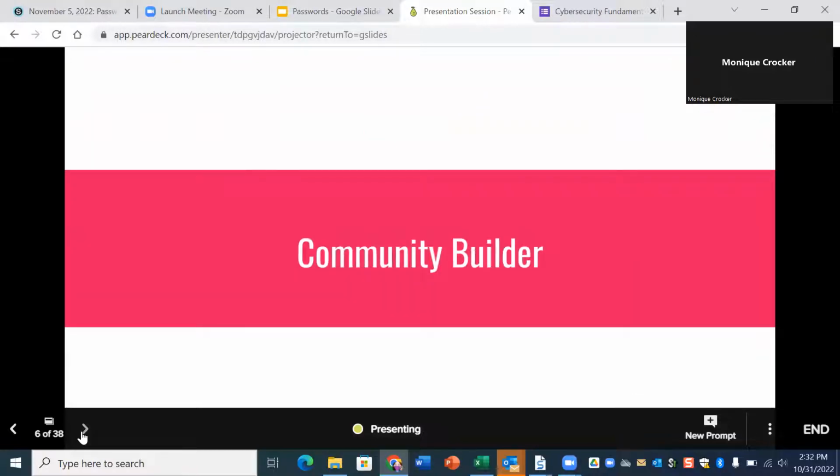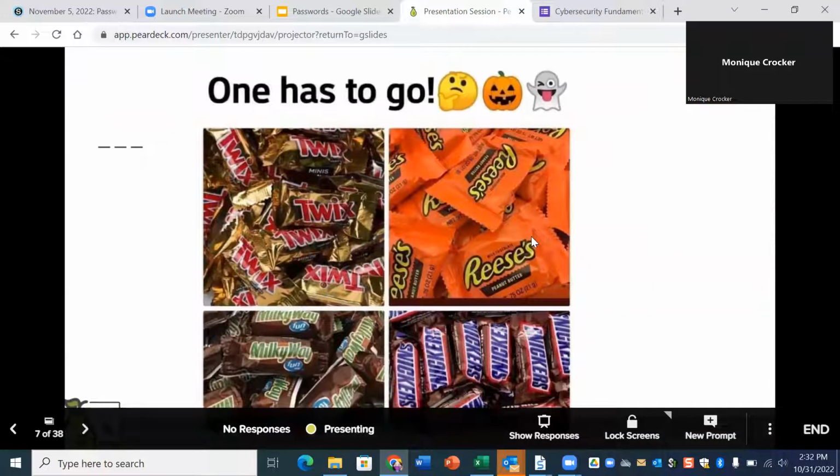We have this community builder today. With the community builder, we're going to get to know each other as we do every day. So as you know, it is going to be Halloween. So if one of these has to go, which one would have to go?